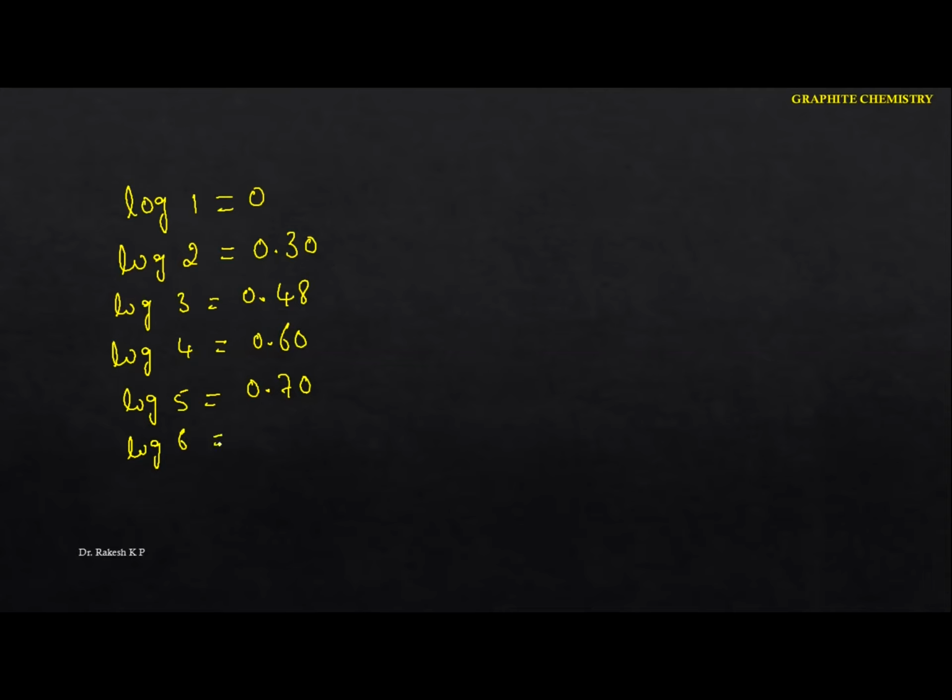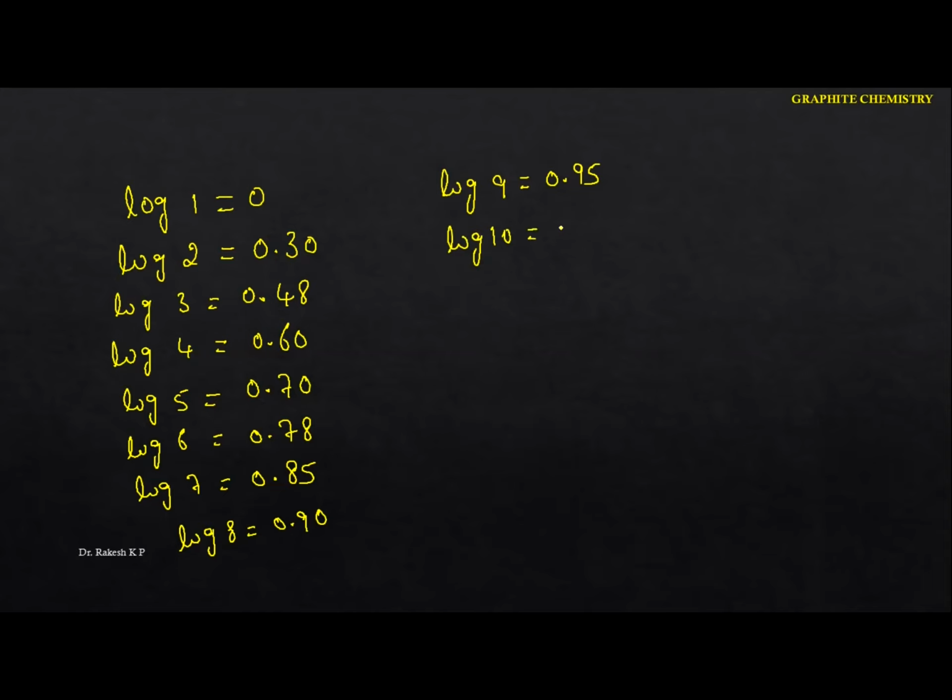Log 6, we have 0.78. Log 7 is 0.85, and log 8 is 0.90. Again, log 9, the value you have to remember is 0.95. I think you're familiar with log 10. The log 10 value is 1.